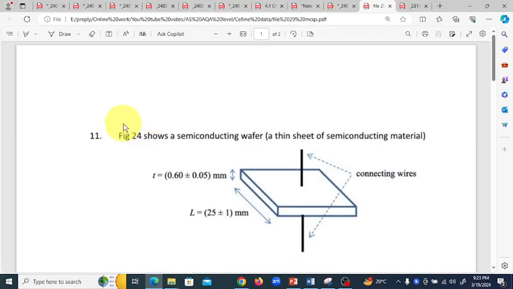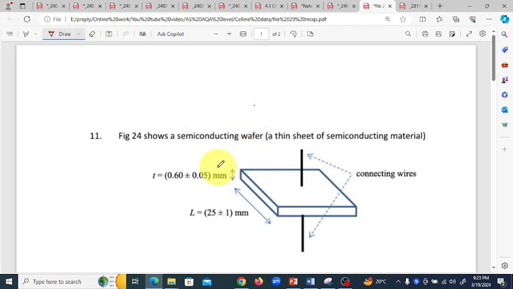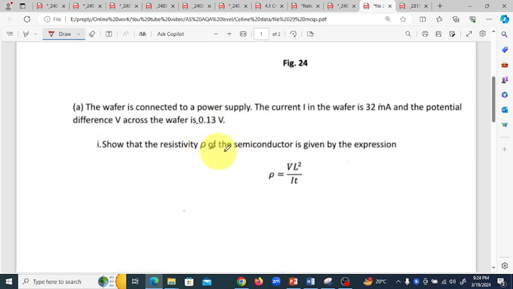Okay, dear students, this is a question about the resistivity. We have the thickness of this semiconductor wafer and the length of this semiconductor wafer given. We need to prove that rho is equal to VL square over IT, where rho is the resistivity. Let me describe the figure first.